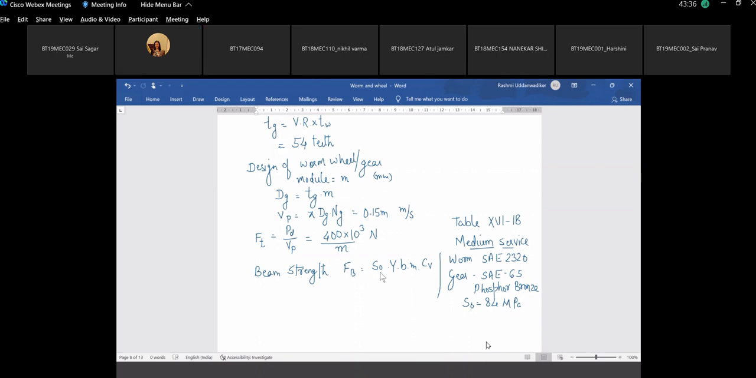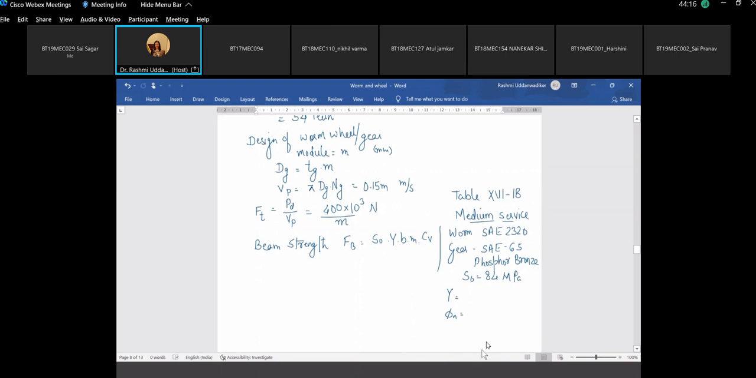For worm, the value of S0 is 350. That is okay. We have to assume, get the value of Y. Now Y would depend upon the pressure angle phi n. So what is the pressure angle? For pressure angle phi n, we need to know what is the value of lead angle lambda.